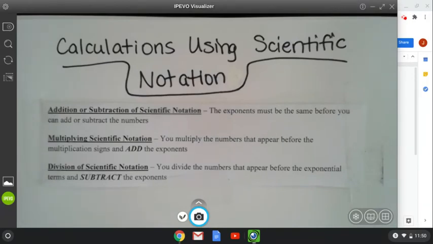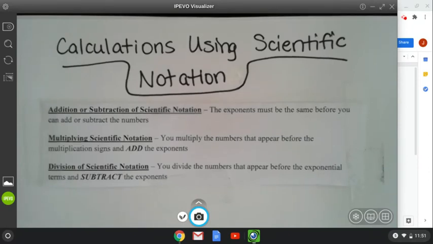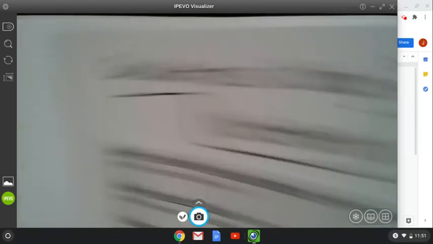Our next rule is for multiplying. You're going to multiply the numbers or your coefficients together before you do anything with your scientific notation. And what you're going to do with your scientific notation after you multiply is you're going to add the exponents together. And then division of scientific notation, you're going to divide your numbers. And your exponents, you're going to subtract the exponents. So we're going to do some examples to show you how this works.